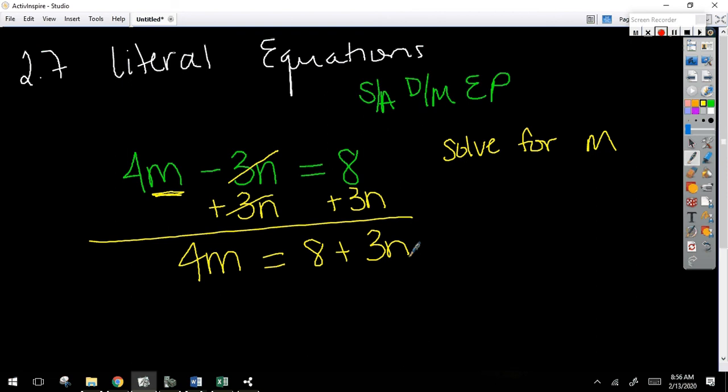Now what? I'm still solving for m, so I'm still getting m by itself. What's hooked to m still? The 4. What is the 4 being done to m? It's multiply. So I need to do the opposite. What's the opposite of multiply? Divide. So if I divide by 4 here, I have to do it, but be careful, because now instead of doing it to one thing, I've got to do it to this whole side.